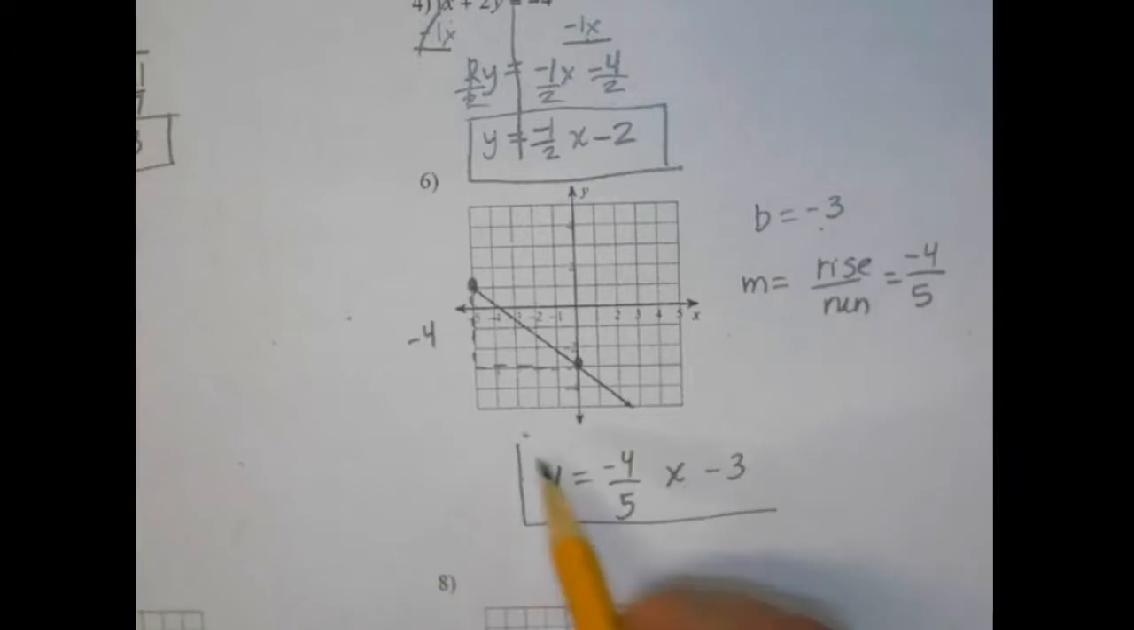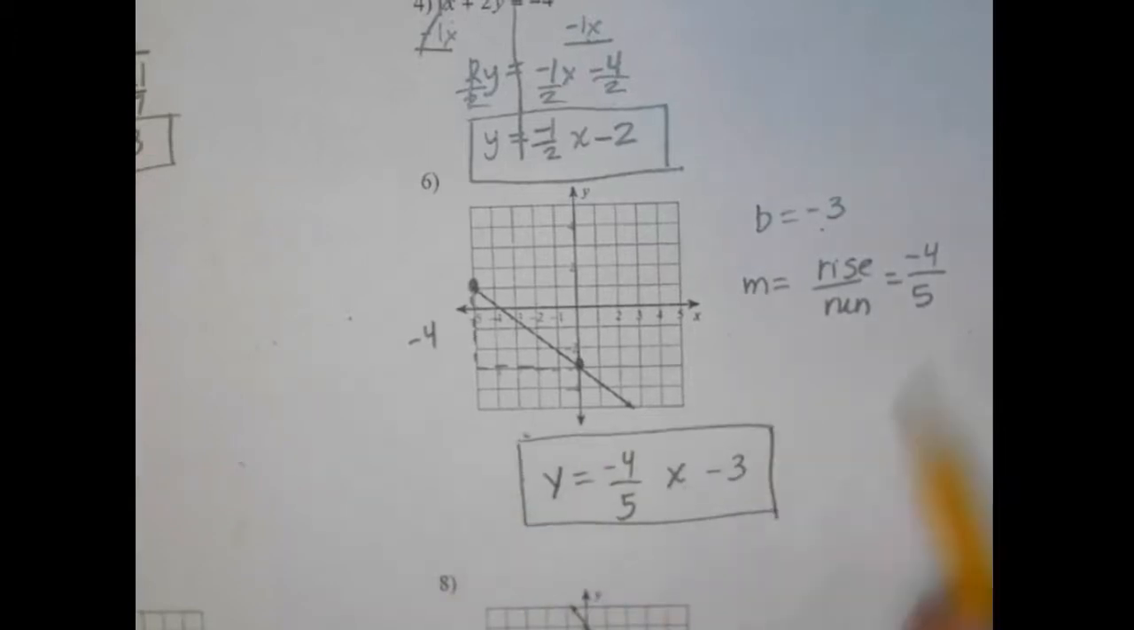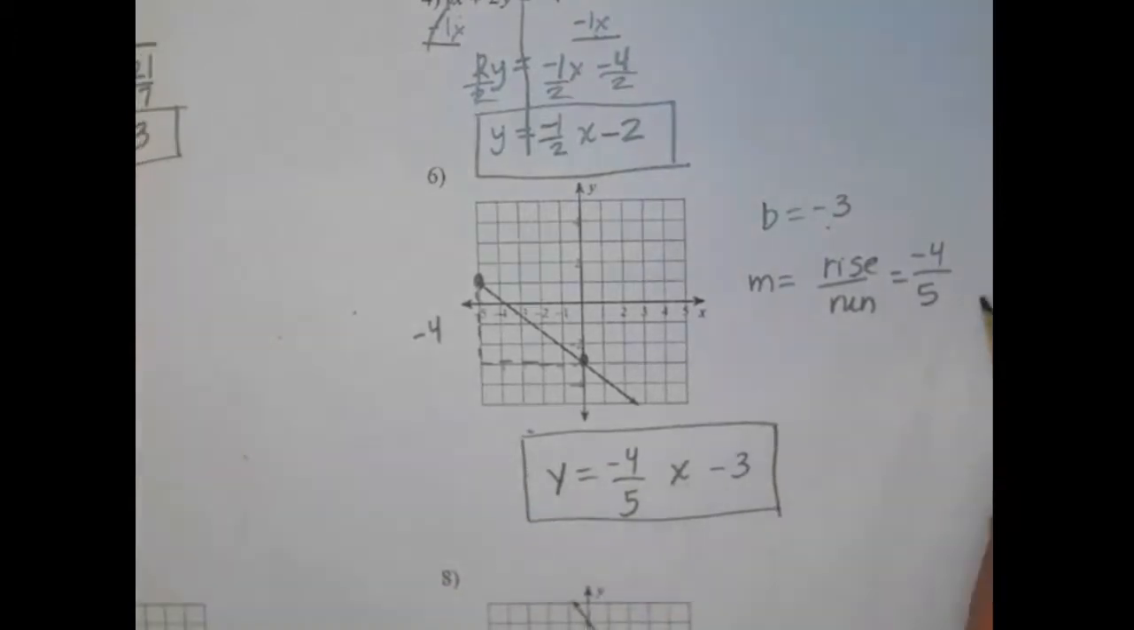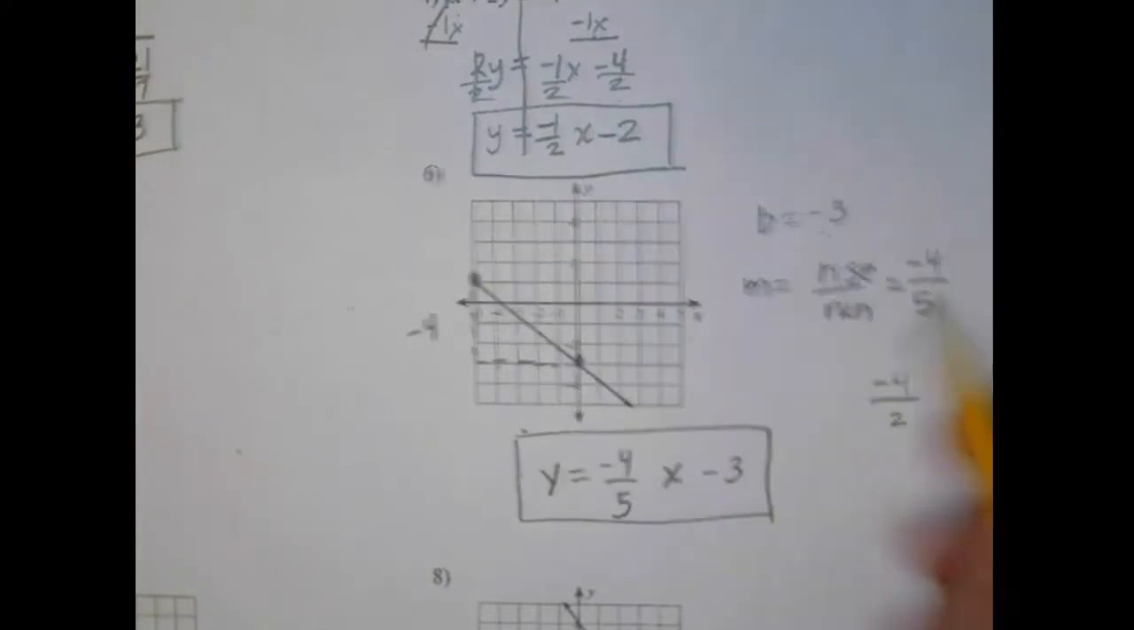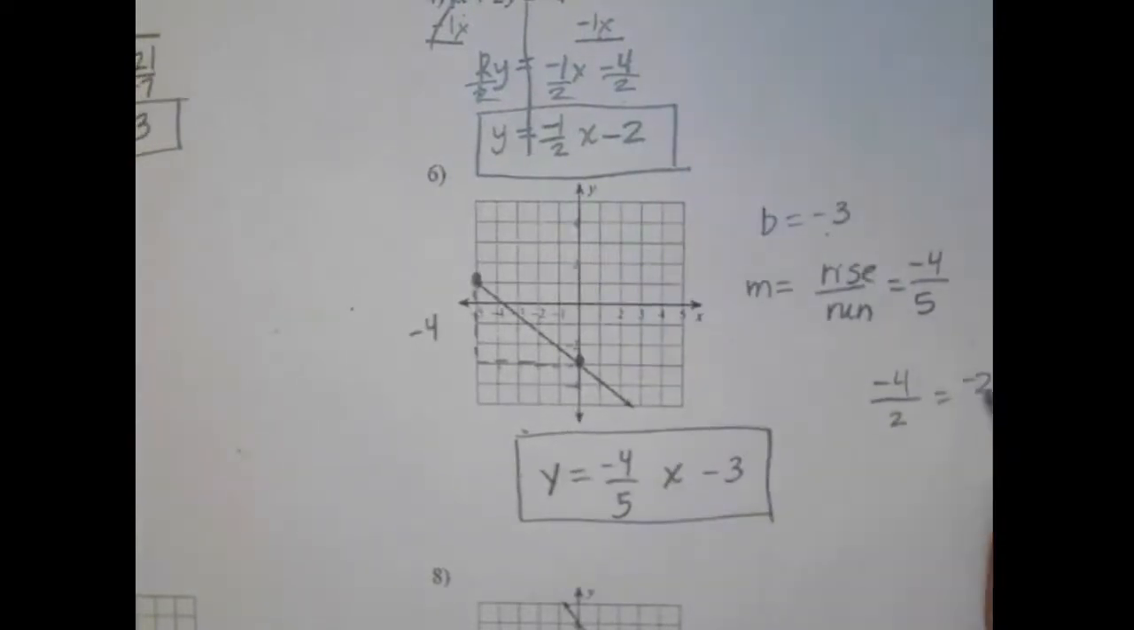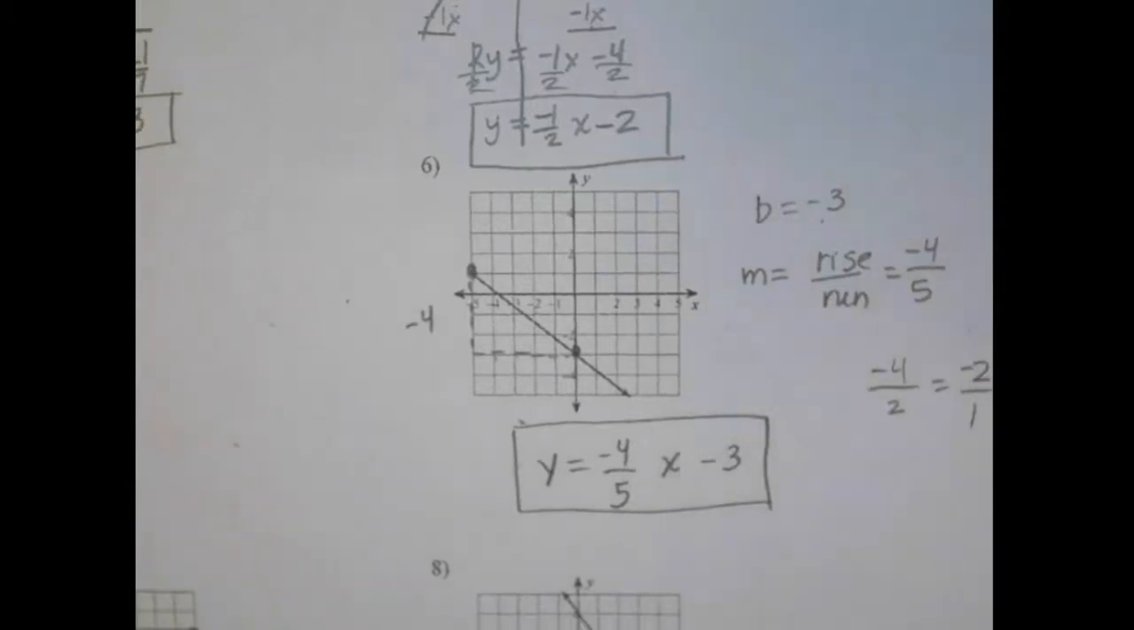Kevin, your question? Yeah, let's say for example, my rise was negative 4 and then run was 2. Could I simplify or reduce this? Yeah, then it would become minus 2 over 1 or just negative 2. Okay?